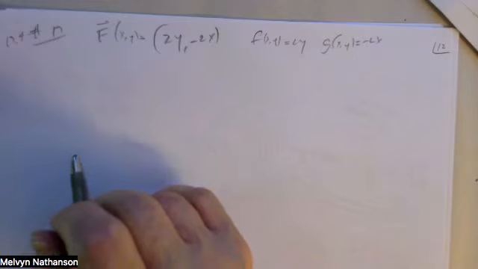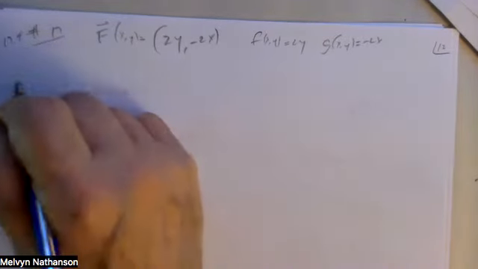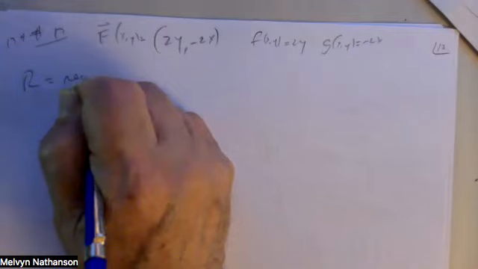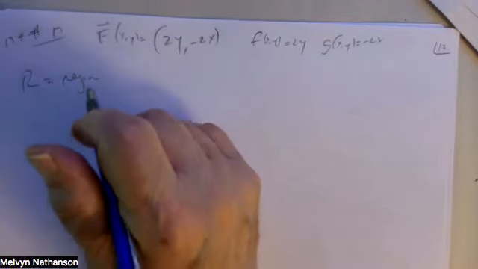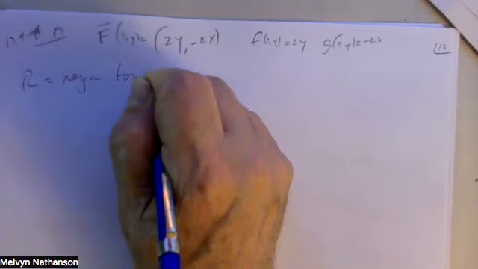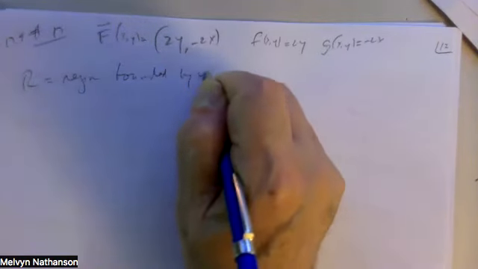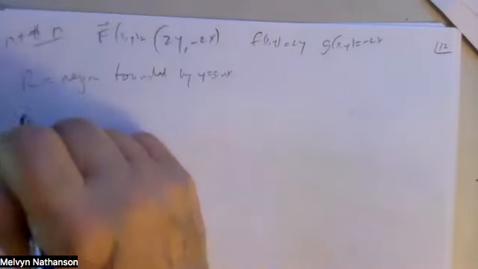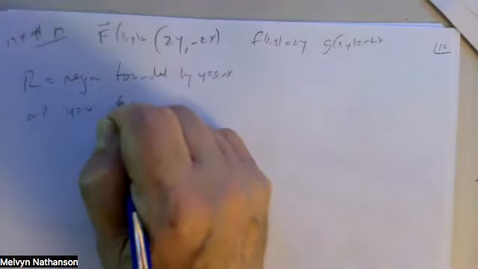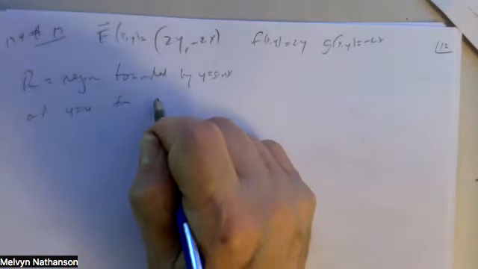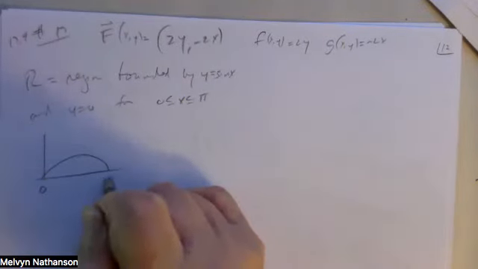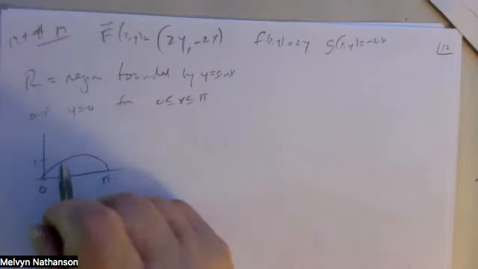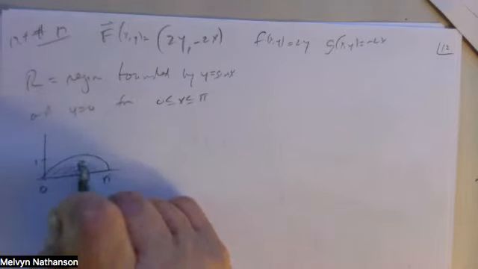And suppose we take R to be the region of the plane bounded by the curve y equals sine x and y equals 0 for x between 0 and pi. That's what the sine function looks like from 0 to pi. And this is my region R.